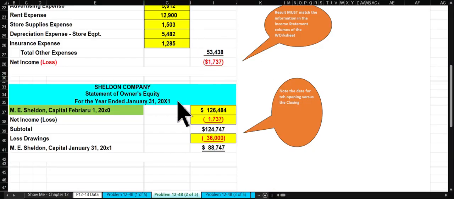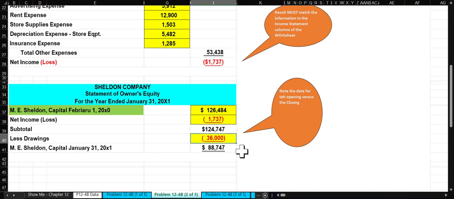We move on to the second major financial statement, which is the statement of owner's equity. And this one is also for a specified interval. In this case, it's for a year. We start with the capital of the owner or owners at the beginning of the year. We add the profit, or in this case, we subtract the loss.